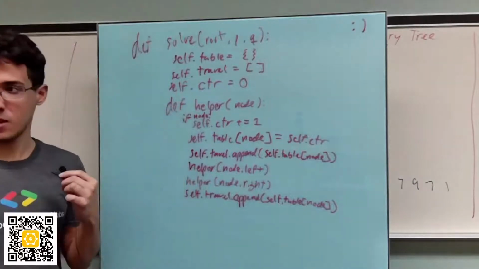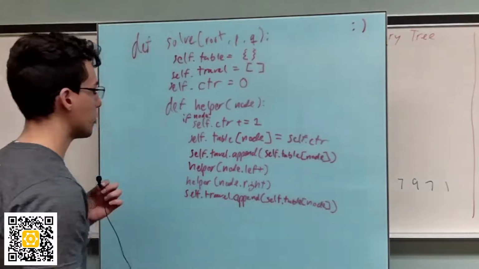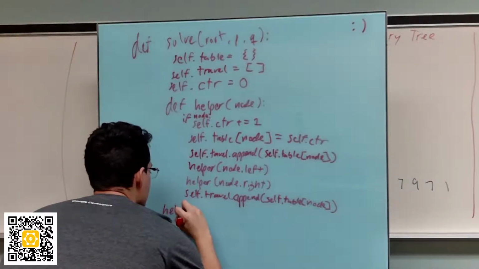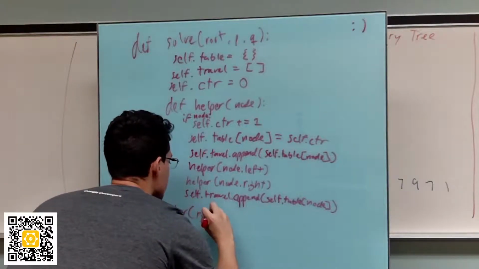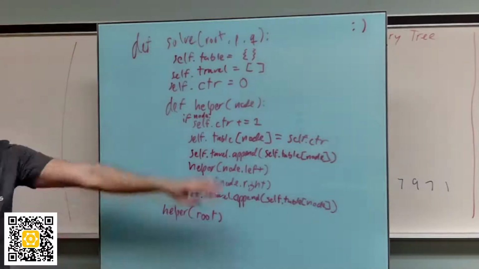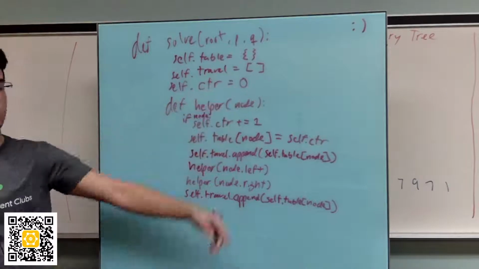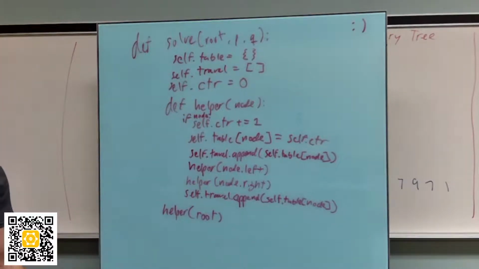Okay? So then I finish with the helper, and I call it on root. So after I call helper on root, I set up all the values for the table. Every node has a number and how they were viewed. So what do we do now? What do we need to find? P and Q.